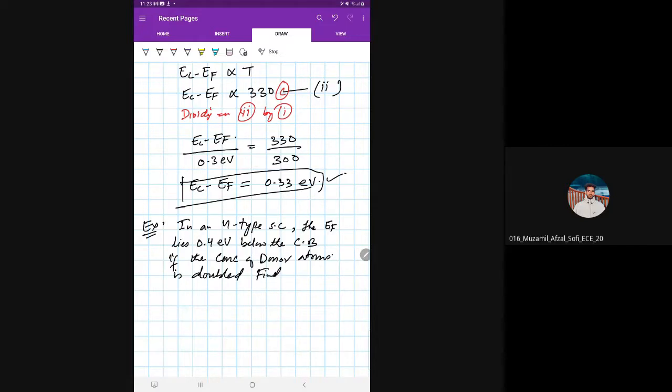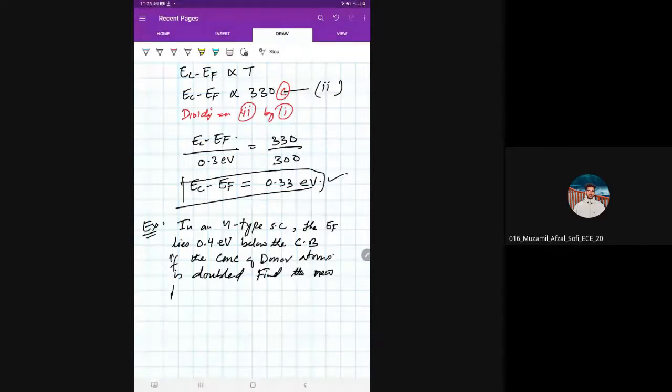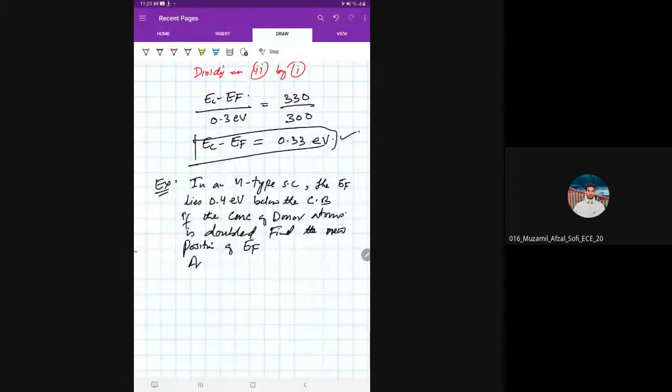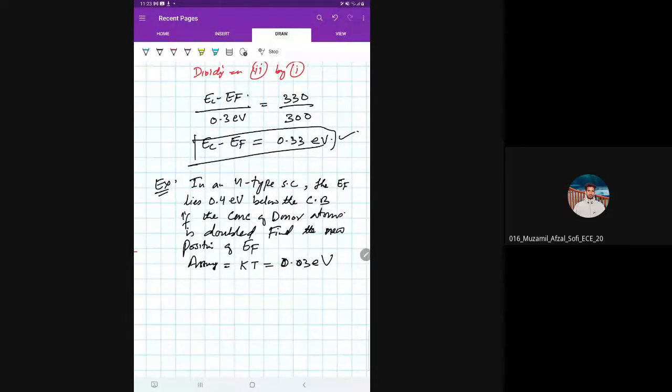we know that the Fermi energy level also changes with the doping concentration. So if the concentration of donor atoms is doubled, find the new position of the Fermi energy level. Assuming kT is equal to 0.03 electron volt. So you have to assume kT is equal to 0.03 electron volt.